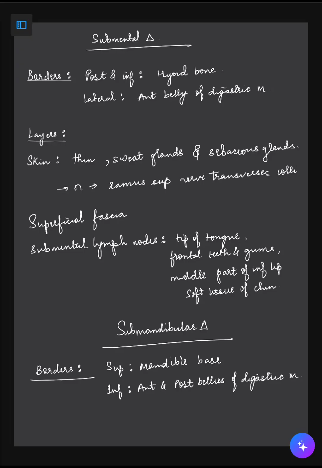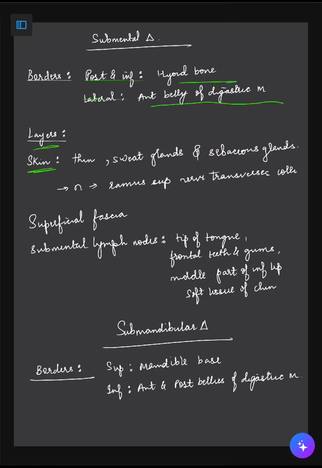First one is the submental triangle. Already we have learned the borders: posteriorly inferior is the hyoid bone, laterally is the anterior belly of the digastric muscle. Try to imagine the diagram, or else draw it once. If you have memorized it, draw it once, so it would be very easy to tell in the viva exam without any confusion. Now what are the layers?